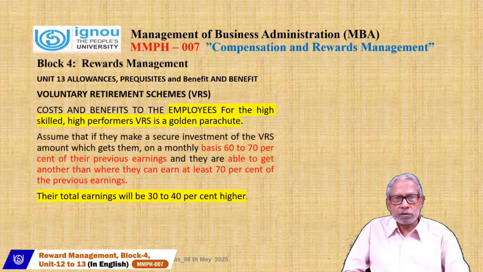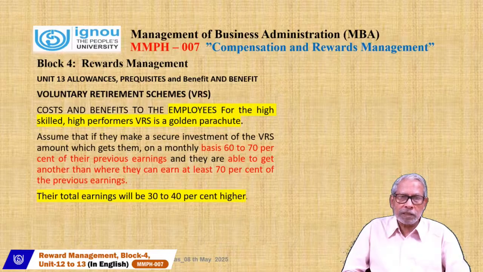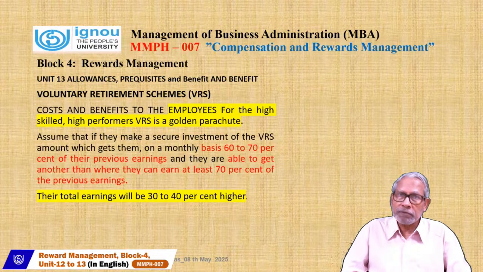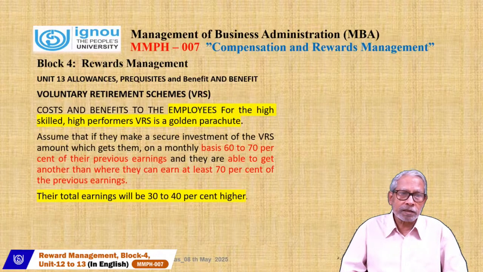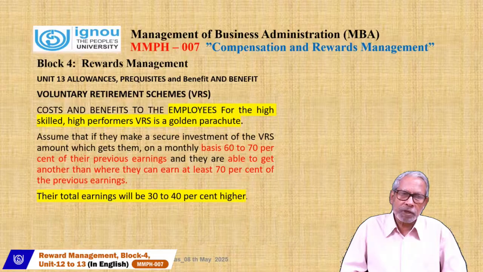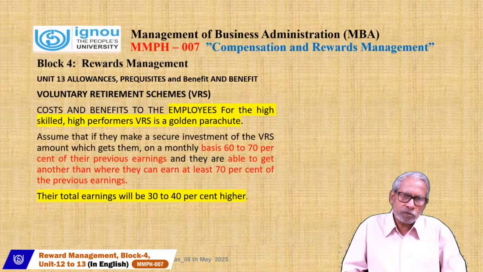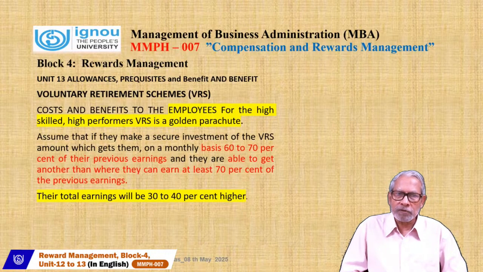Then the cost and benefit to the employees: for the high skilled, high performance employees, the VRS is a golden parachute. Assume they make a secure investment of the VRS amount, which gets them on a monthly basis 60 to 70% of their previous earnings, and they are able to get another job and earn at least 70% of the previous earnings. So their total earnings will be 30 to 40% higher, because they are getting both. Those are the skilled and performing employees.